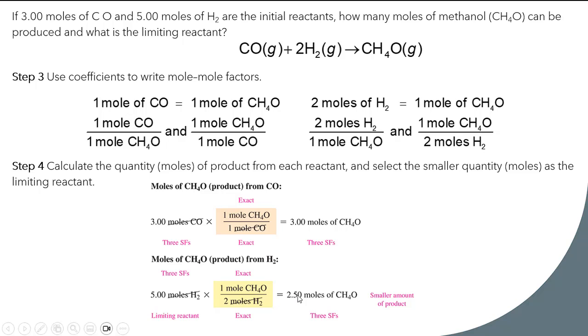Okay, so 2.5 is smaller than 3, therefore hydrogen is our limiting reagent. And the maximum amount of product we can make is 2.5 moles of methanol. So we are going to have excess carbon monoxide remaining in our reaction vessel.